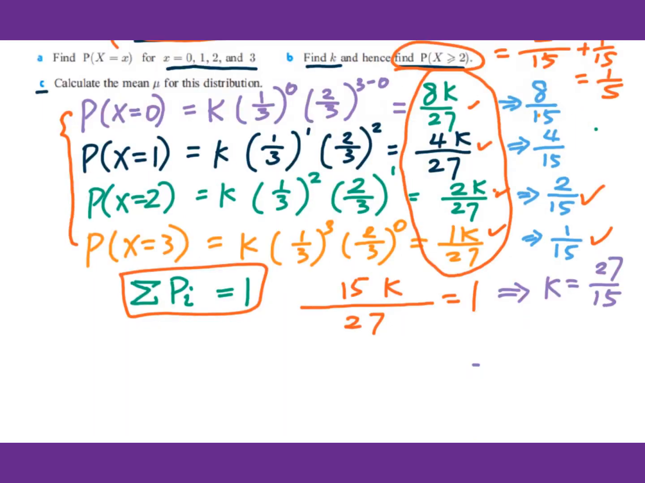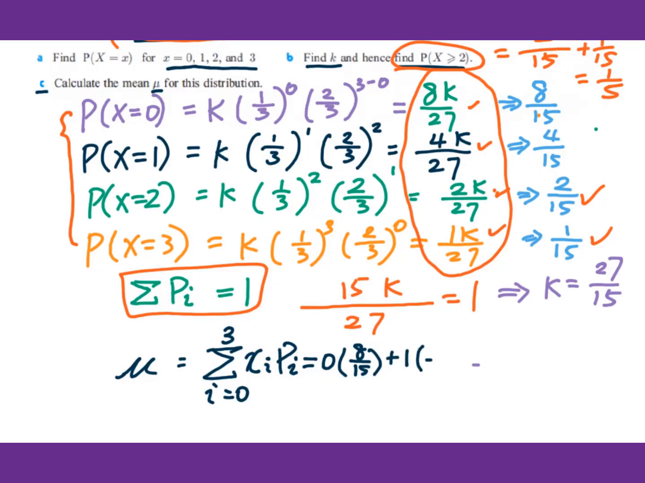For C, calculate the mu. So mu equals the sum of xi pi, i from 0 to 3. Therefore, you will get 0 times 8 over 15 plus 1 times 4 over 15 plus 2 times 2 over 15 plus 3 times 1 over 15. So your answer equals 11 over 15.